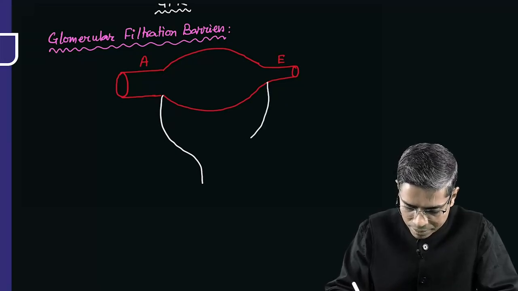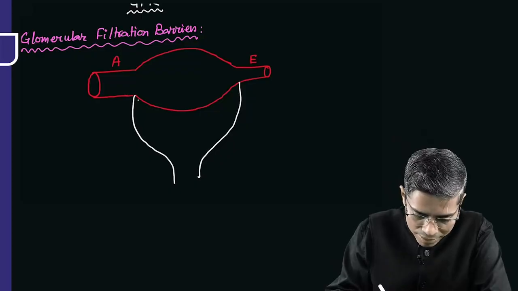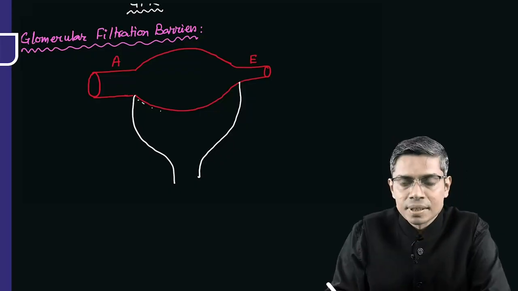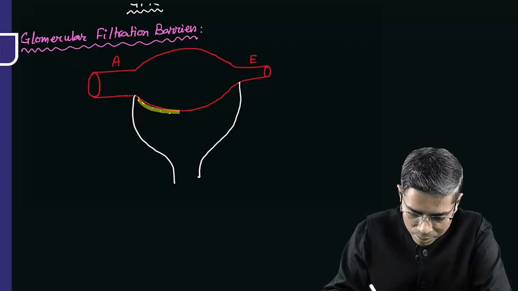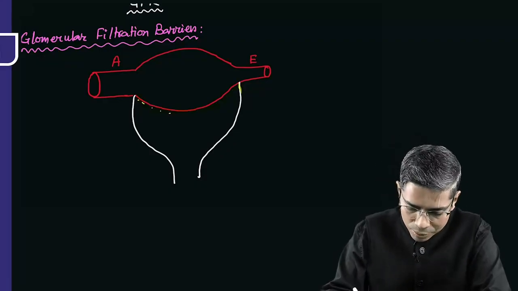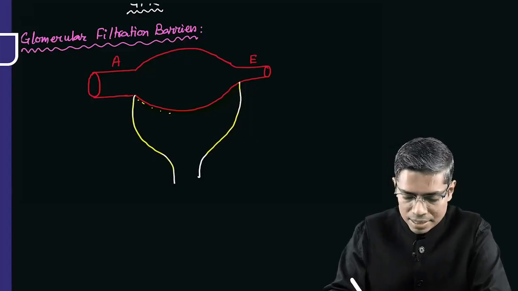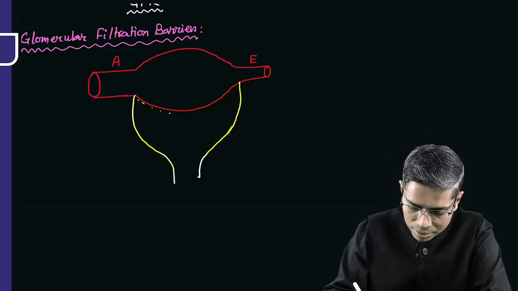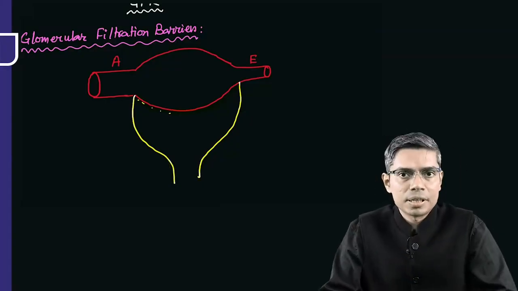Okay, the layer of the Bowman's capsule which is in contact with this capillary is known as the visceral layer of the Bowman's capsule. So this is the visceral layer of the Bowman's capsule. And the layer which is not in contact with this glomerular capillary is known as the parietal layer of the Bowman's capsule. So this is the parietal layer of the Bowman's capsule. You know this structural part.